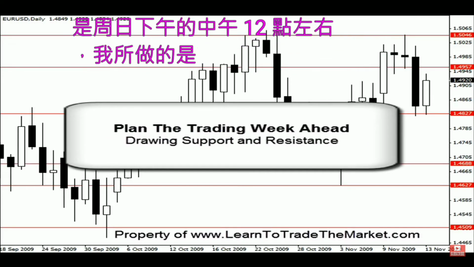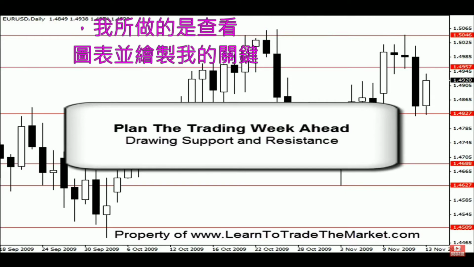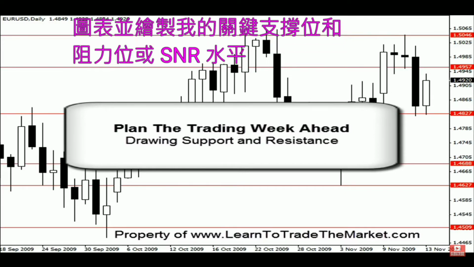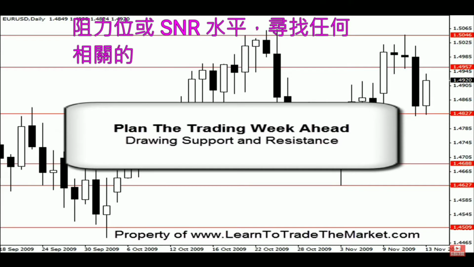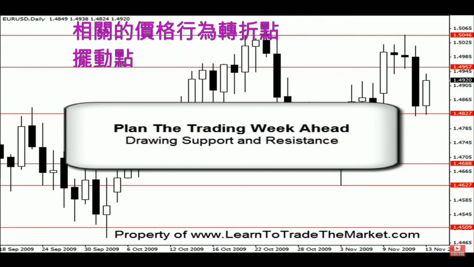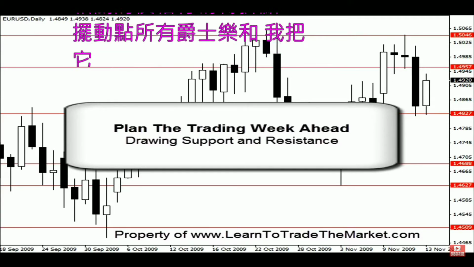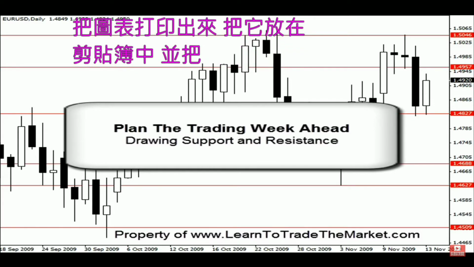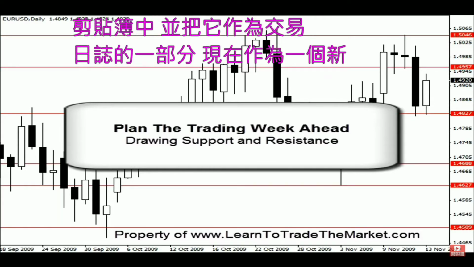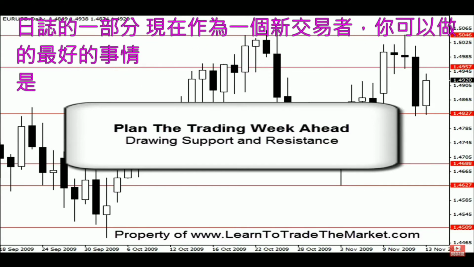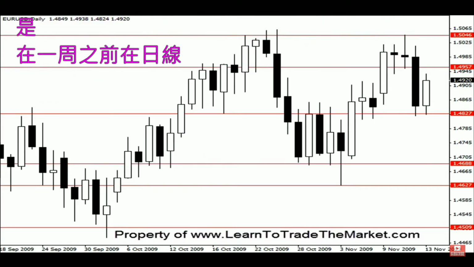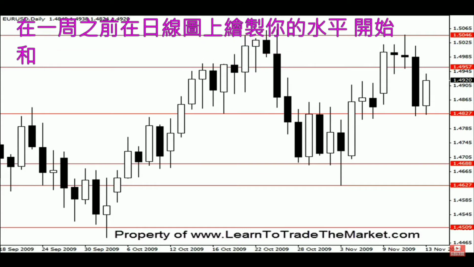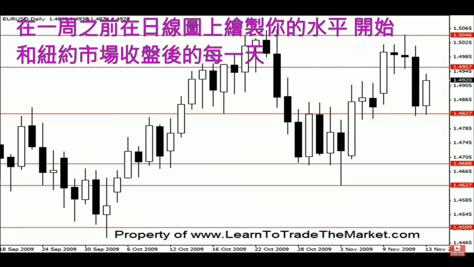And what I do is I go through the charts and I plot my key support and resistance, or S&R, levels, look for any relevant price action, turning points, swing points, all that jazz, and I put it all together on the chart. I actually print the chart out, put it in a scrapbook and make it part of a trading journal. Now the best thing that you can do as a new trader is plot your levels on a daily chart before the week begins and every day after the market closes in New York.